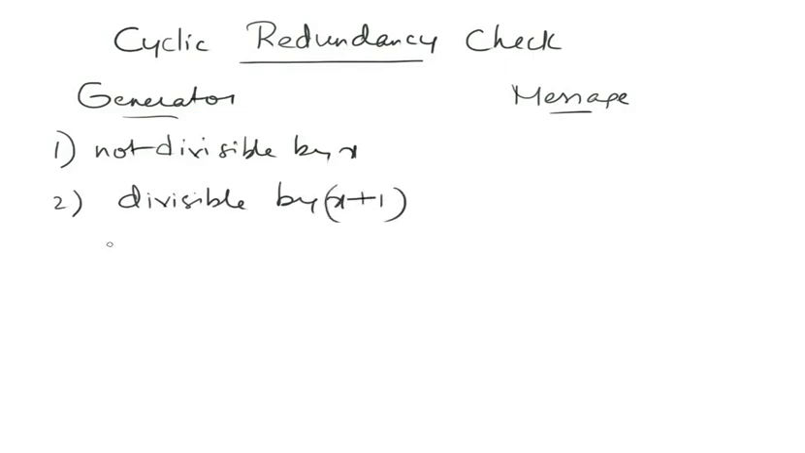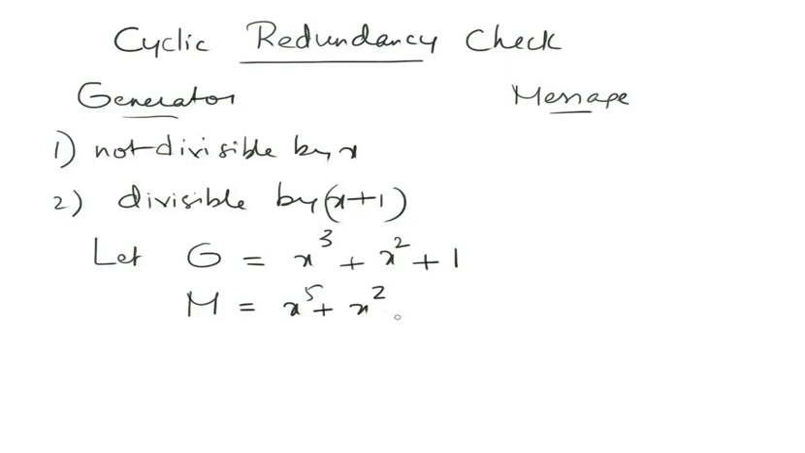So we'll take one example here. Let the generator polynomial be x cube plus x square plus 1 and the message polynomial is x raised to 5 plus x square. Okay, that's it. So these are the two terms we'll take here.